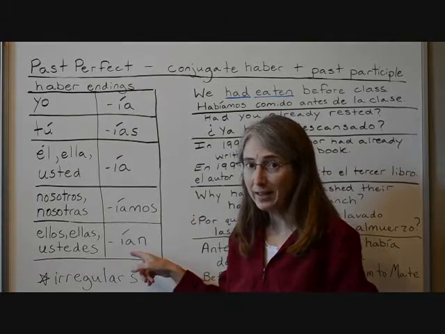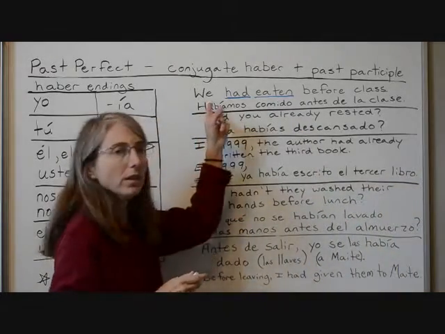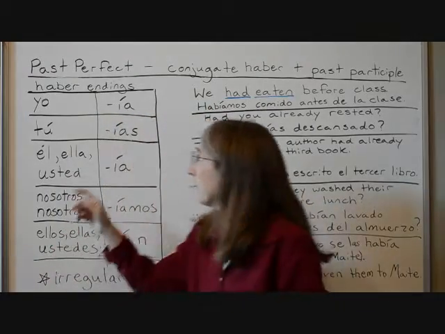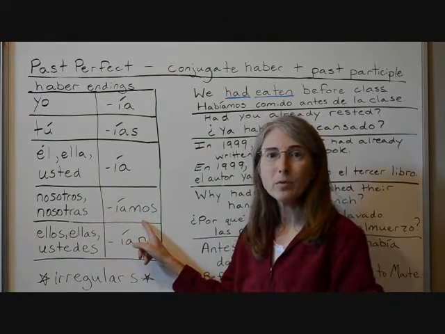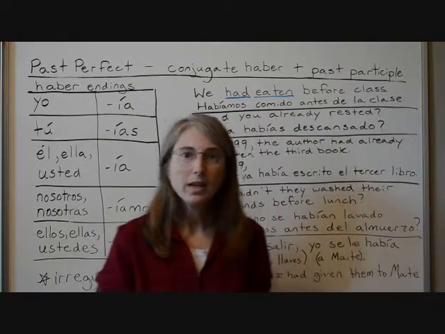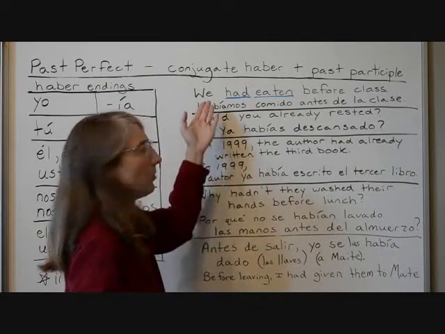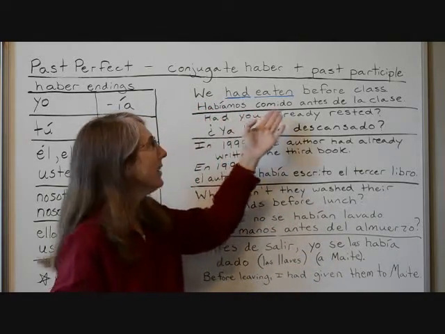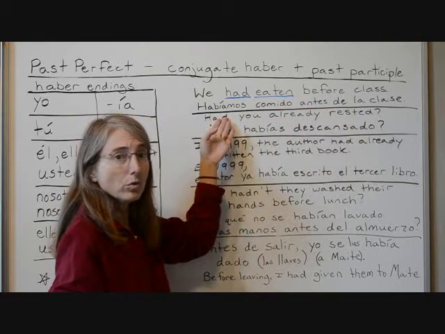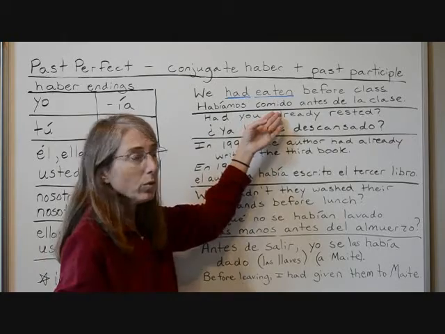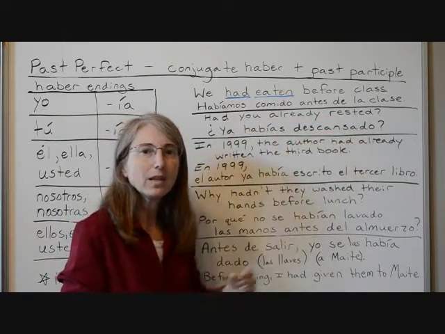Notice that all of these have an accent mark on the I. So for haber here we have we, so it's going to be the nosotros form. The ending will be íamos, so it would be habíamos. And then we'll use the past participle of eaten. So in Spanish, we had eaten before class is going to be habíamos comido antes de clase. Habíamos comido antes de clase.